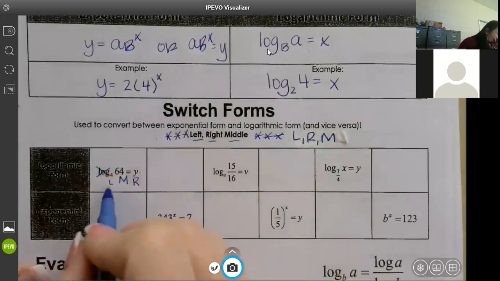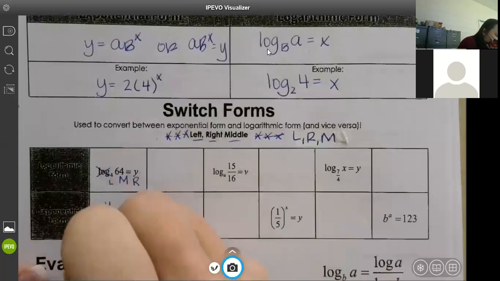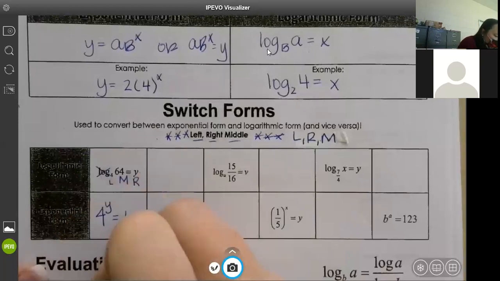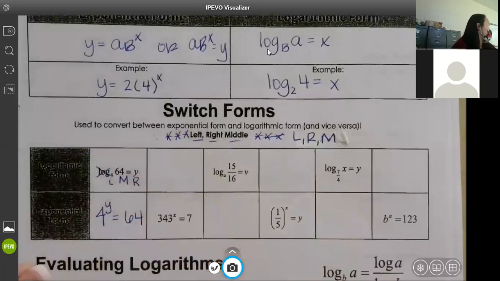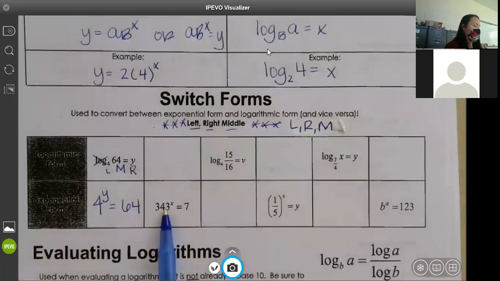So this is what it's going to look like. Left, the right becomes your power. The middle becomes what it's equal to. Left, right, middle. I'm going to do all the ones on top first. I'm going to switch all the logs first, and then we'll do exponentials. Okay.